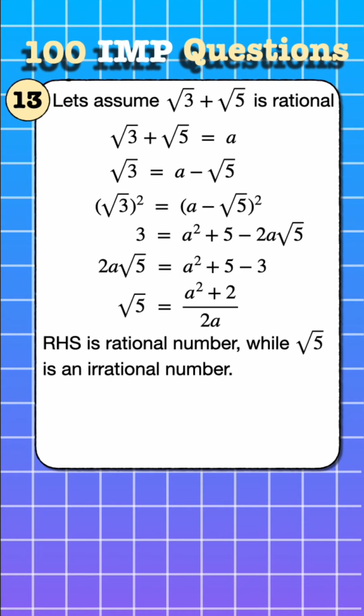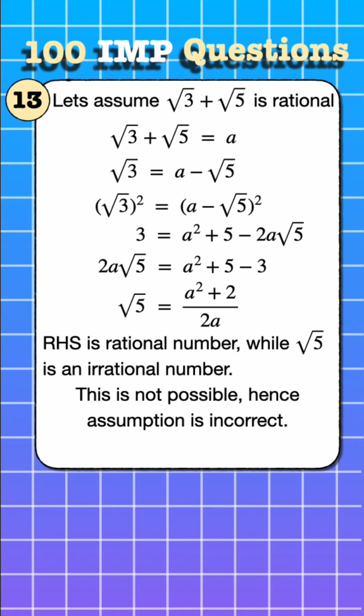But we know that one rational and one irrational number can never be equal. So again, we are reaching an incorrect statement here. So that's why we can say this is not possible. And why is this not possible? Because of the incorrect assumption that root 3 plus root 5 is rational. So that's why it is irrational. Hence proved. Very simple.